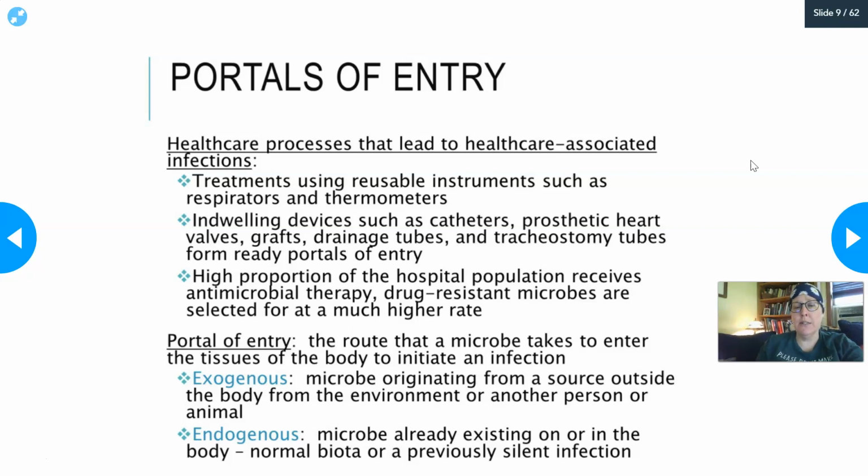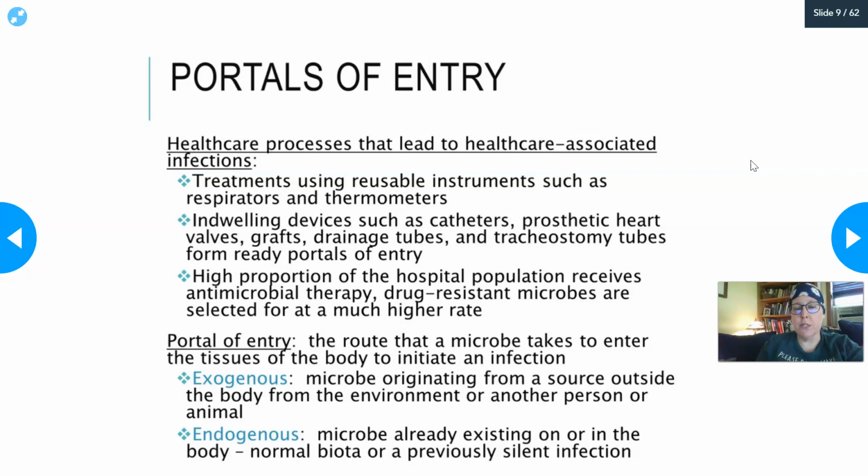Any indwelling devices, such as catheters, prosthetic heart valves, grafts, drainage tubes, tracheostomy tubes, all form ready portals of entry. And a high proportion of the hospital population receives antimicrobial therapy. So drug-resistant microbes can be selected at a much higher rate because so many people are on antimicrobials or antibiotics.